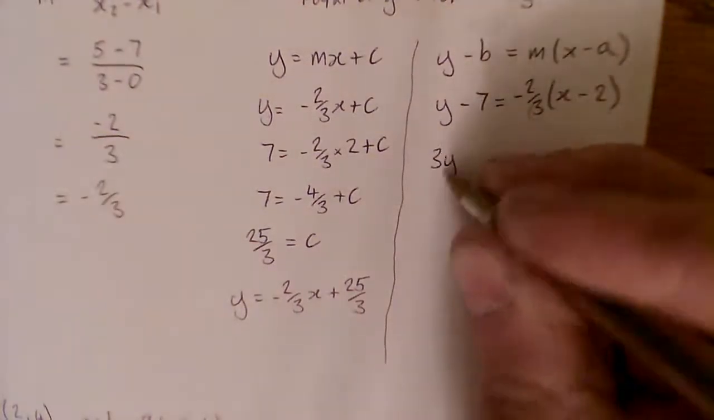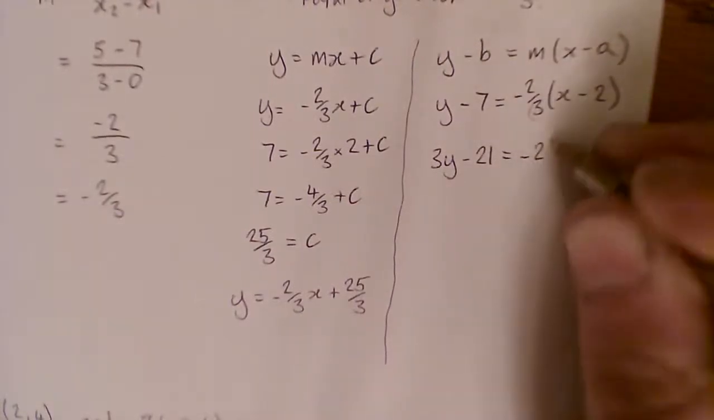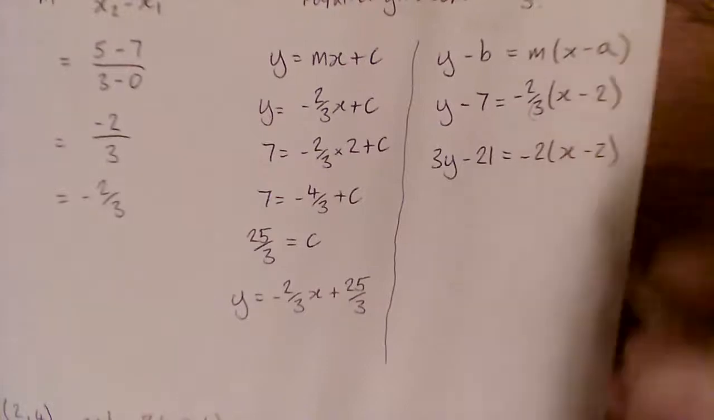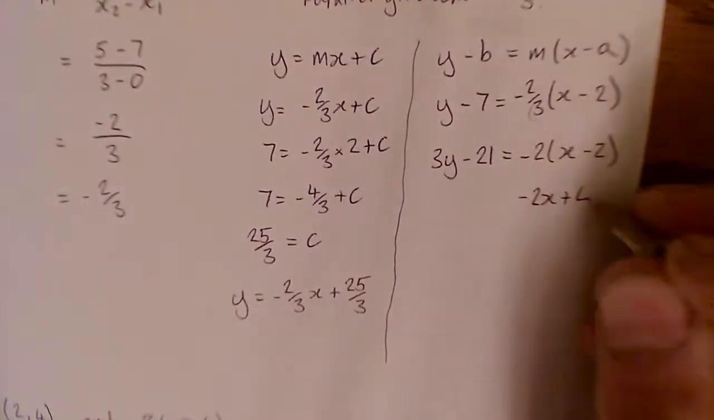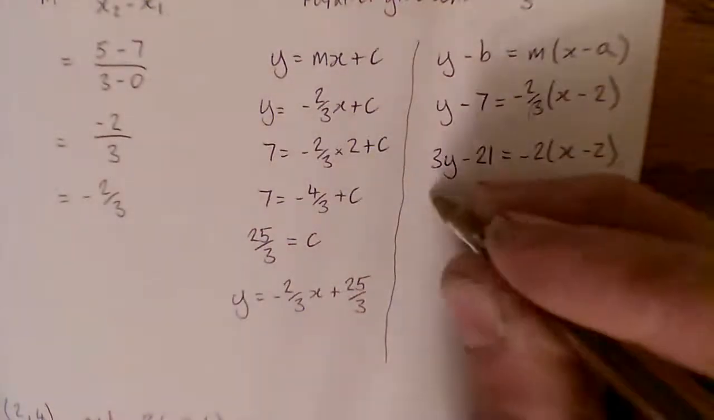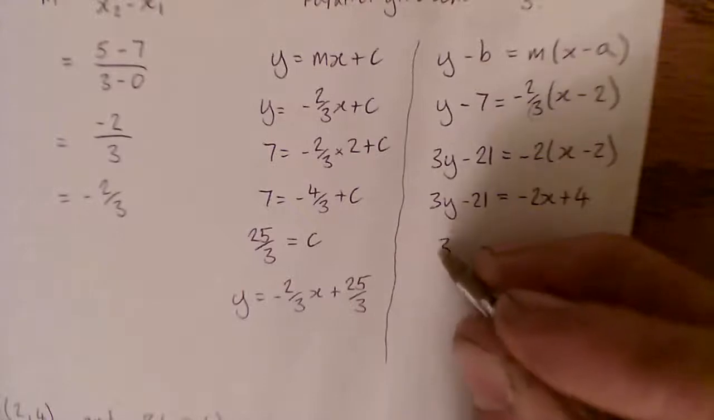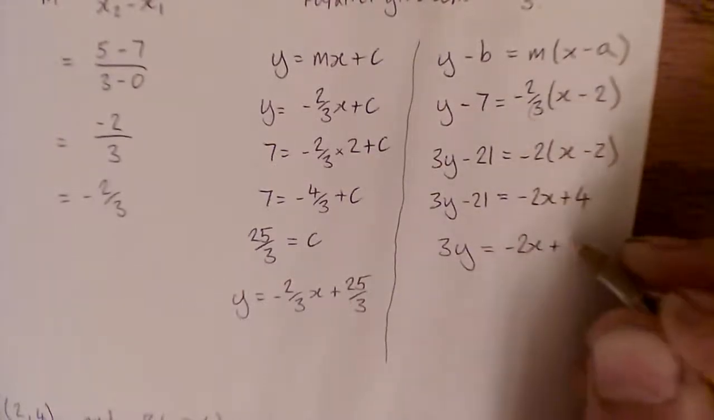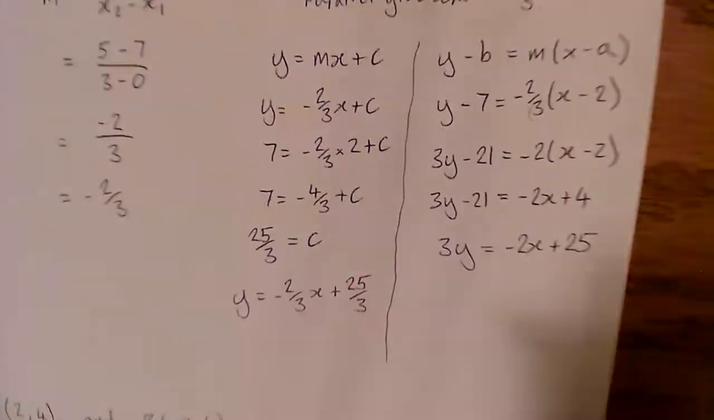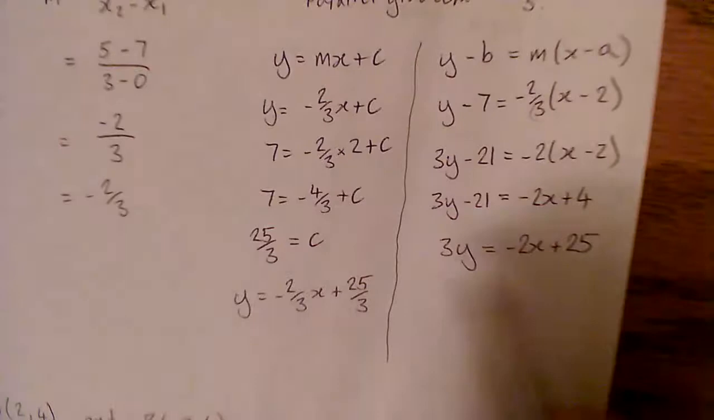So we get 3y minus 21 equals minus 2 times (x minus 2). Expand our bracket, we get minus 2x plus 4. This side here stays the same. And then we want to add 21 to the side, so we get 3y equals minus 2x plus 25. These two things are exactly the same. If I divided both sides of this by 3, we'll get that equation there. So we've actually got the same answer.